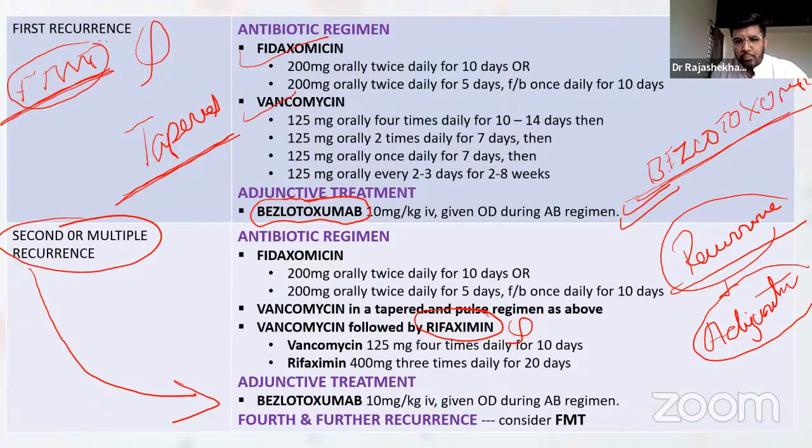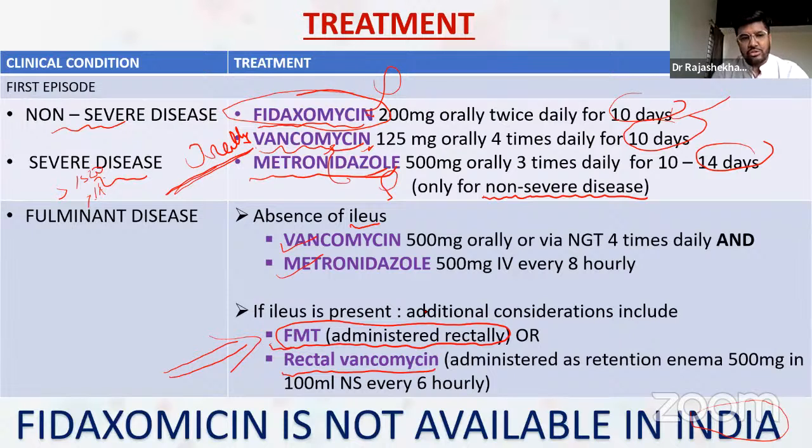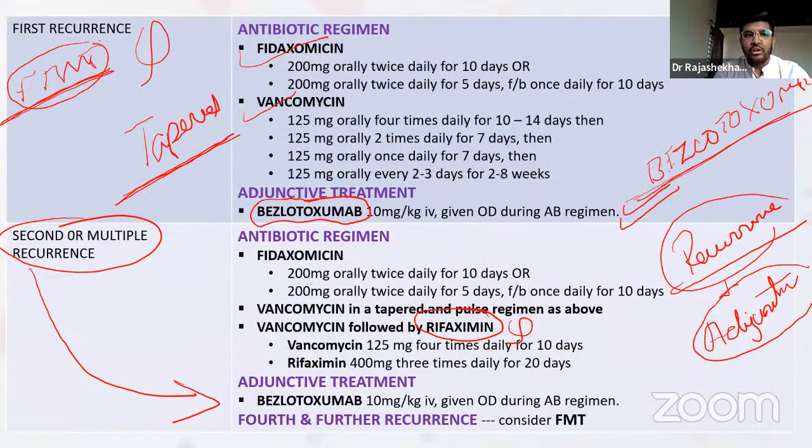I will mention the important things we should focus on here. How can entrance questions be set? First, the drugs which can be used in non-severe disease, the drugs used in severe disease, the drug names themselves. What drugs are used if ileus is present, and what is the newer drug approved for recurrent CDI, that is bezlotoxumab, used as a treatment for recurrence only and only as an adjunctive treatment. And the scope for rifaximin is only in the multiple recurrence stage.